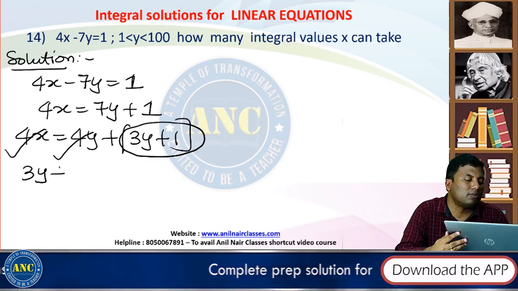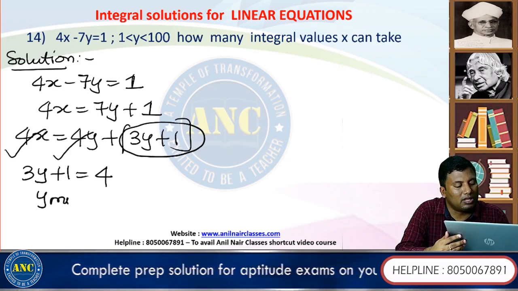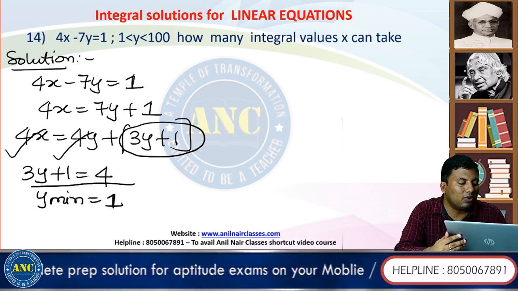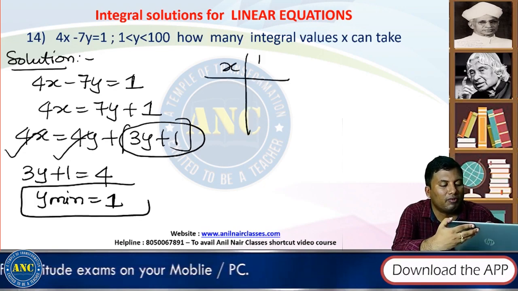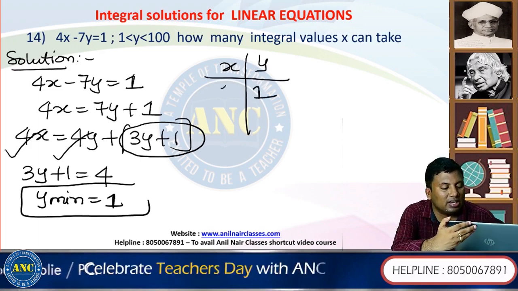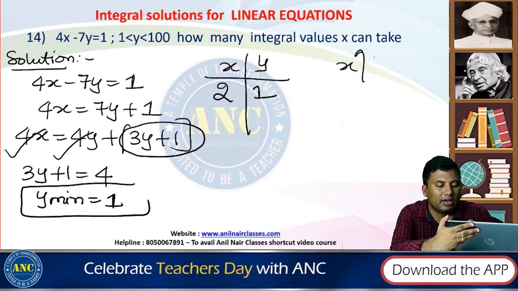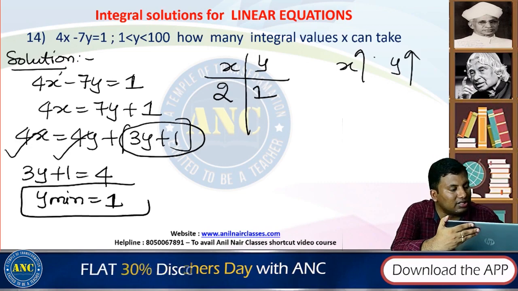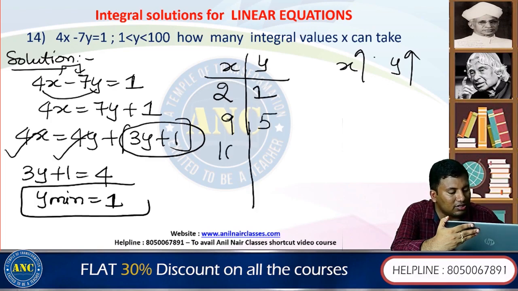What is the lowest multiple that is divisible by 4? 3y plus 1 is 4, so y minimum is 1. We have to find the minimum value of a variable. If y minimum is 1, 4x minus 7 is 1, 4x is 8, x value is 2. I hope it is clear. Then if x increases, y also increases. X increases by 7, 9. Y increases by 4, 5.